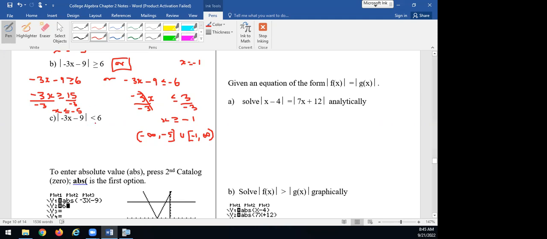So in this case, when it's less than, you're going to have negative 3x minus 9 is less than 6. But at the same time, it must be greater than negative 6. So always remember that for your less than problem, solve it as a 3-part inequality. Right? So you keep this as the original, but at the same time, it needs to be greater than negative 6.